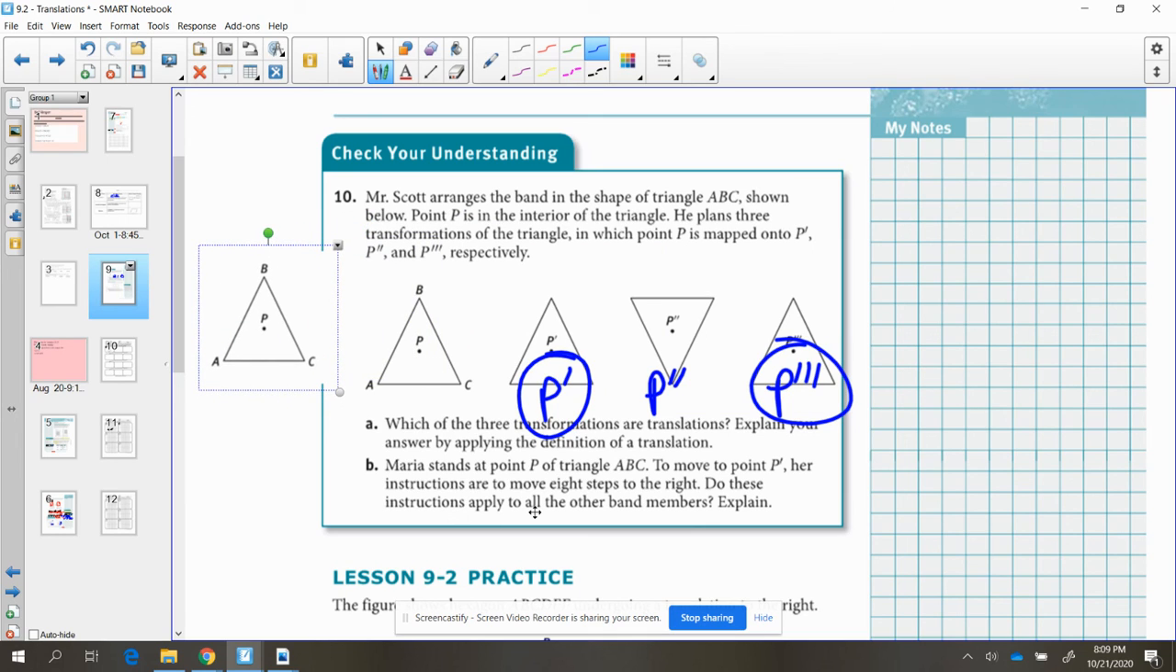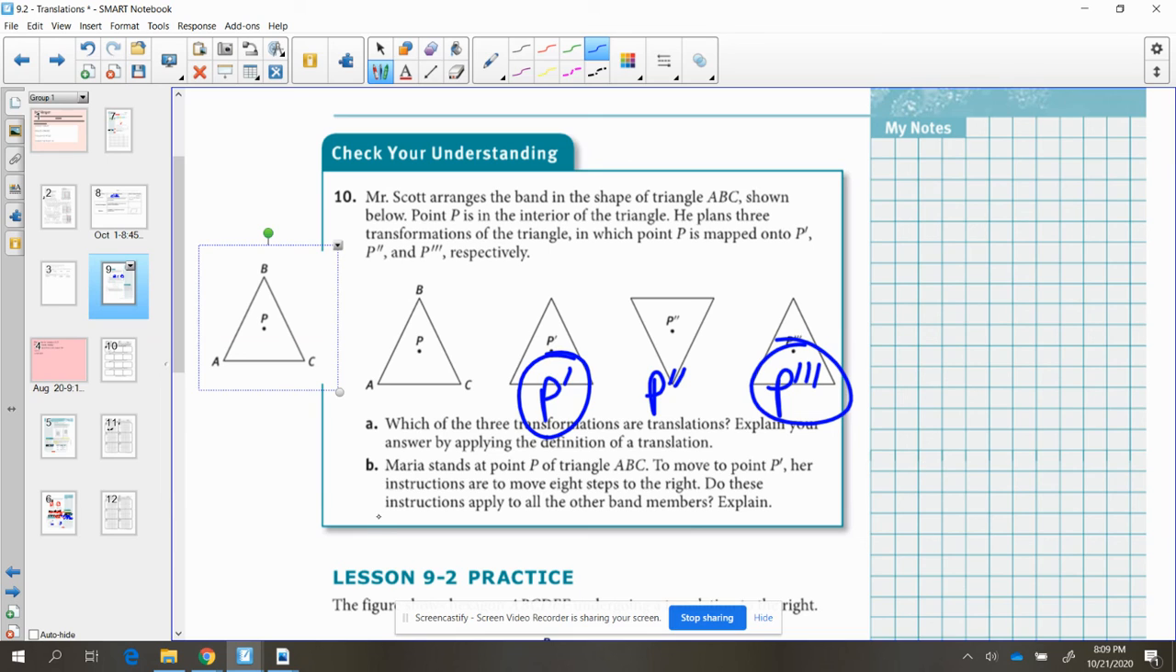Okay. Now, part B then says that Maria stands at point P of the triangle ABC, and to move to P prime, her instructions are to move to the right 8 steps. Do these instructions then apply to the rest of the band members that are also in this triangle? What do you think, and why?